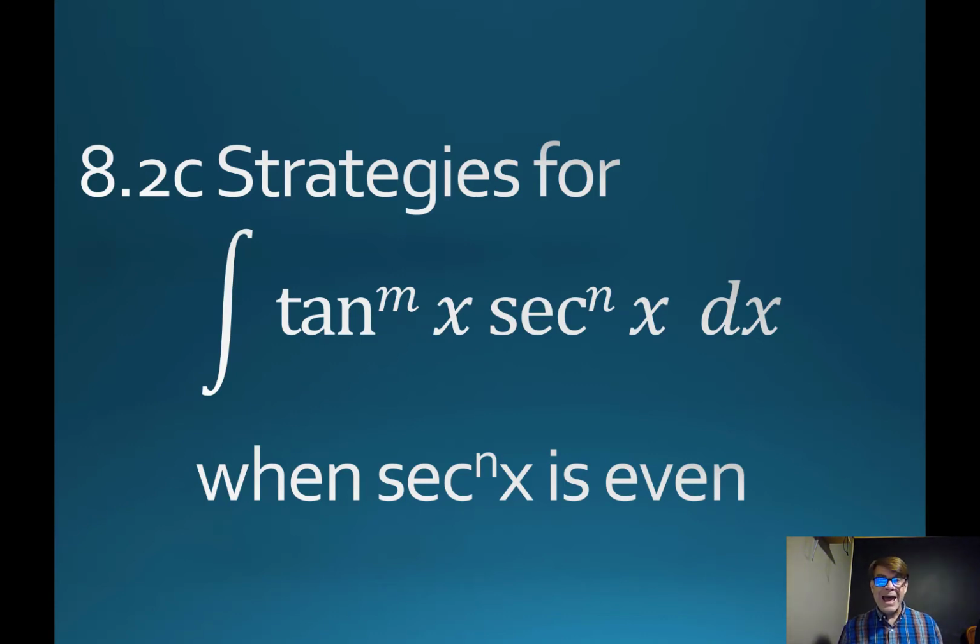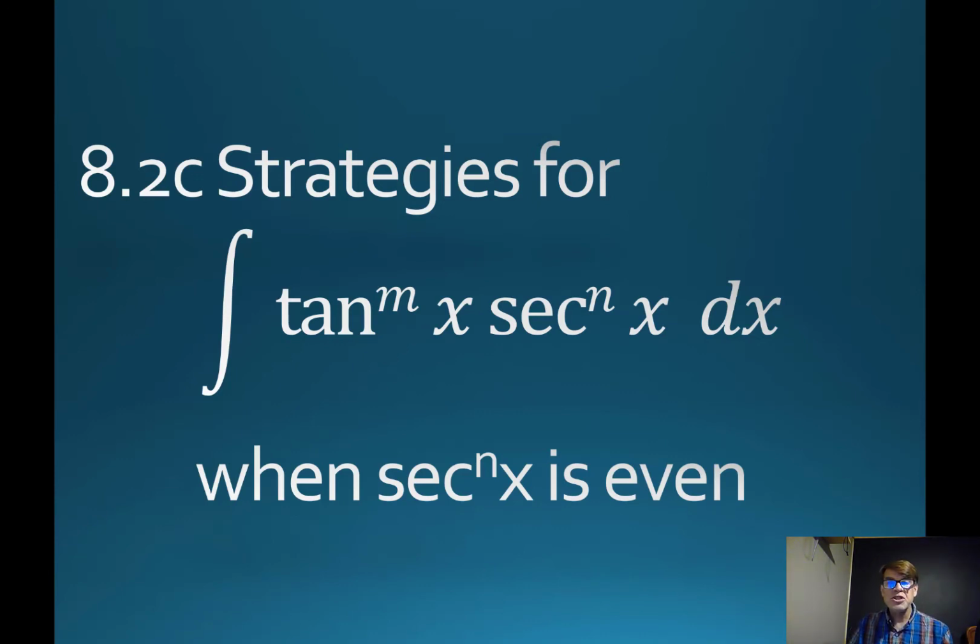So 8.2a was about strategies for integrating combinations of powers of sine and cosine, where at least one of them is odd. And what we did is we pulled the odd out to make it even. So like if you had a sine to the third power of x, we pulled one of the sines out, and then we converted the remaining sines into cosine, and then we used substitution, u equals cosine. All right, so that was 8.2a.